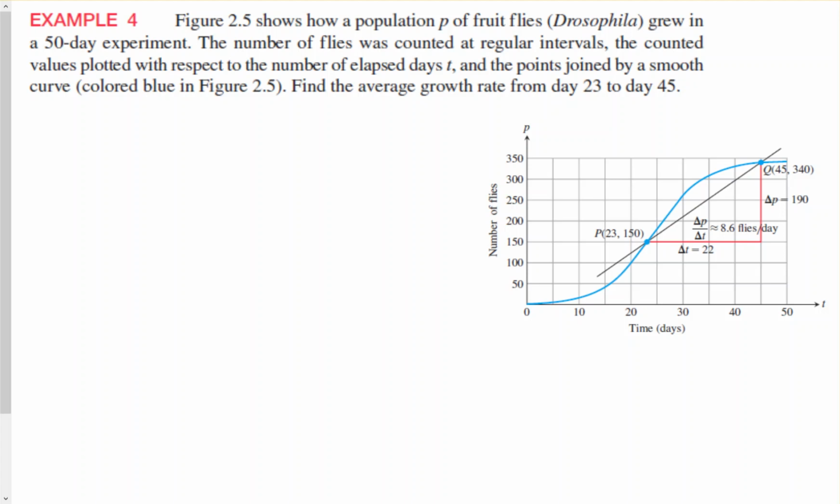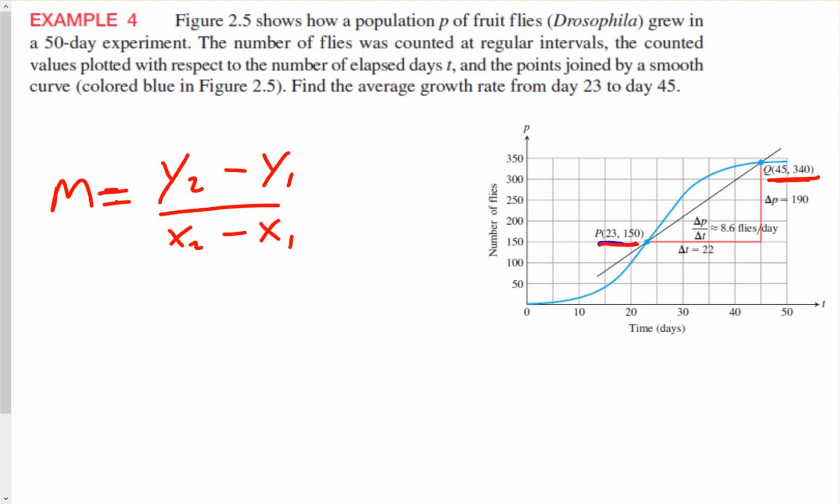Okay, so to find the average growth rate, we're going to do average rate of change. Now they gave us the values here, so that's important. So at 23, we see that we have 150 fruit flies. At day 45, we have 340 fruit flies. So we're going to calculate an average slope here. This is like our classic y2 minus y1 over x2 minus x1. So we would have, I'll do the y's first, 340 minus 150 over 45 minus 23.